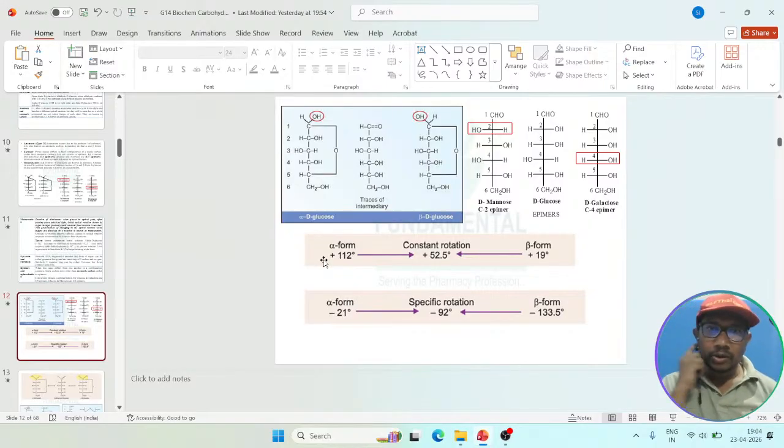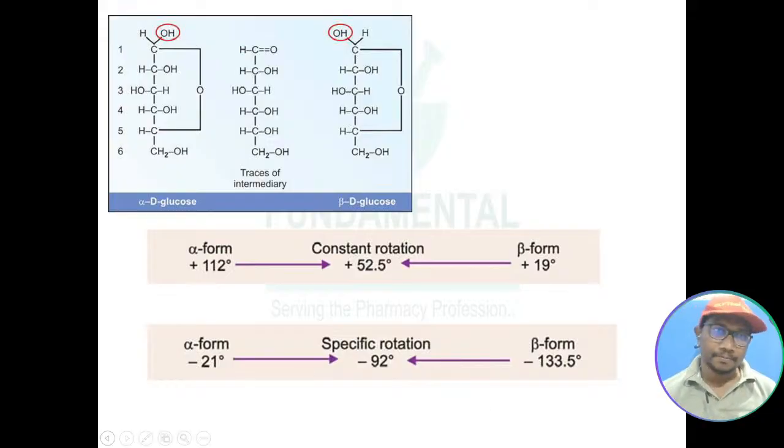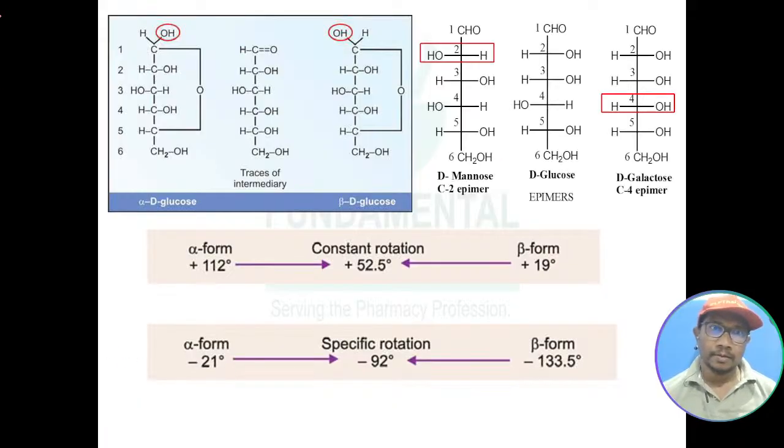And we have already seen the anomers and epimers. What do you mean by anomerism? What do you mean by epimerism? So this is alpha-D-glucose.